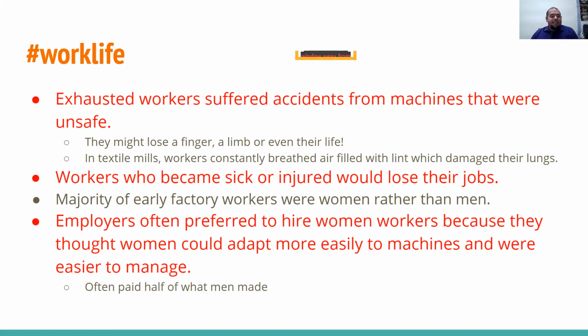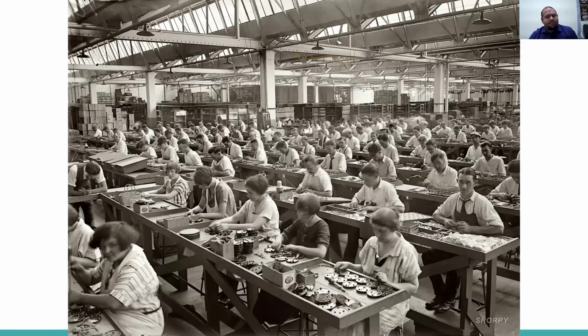And as we talked about yesterday, most of the early factory workers were women rather than men. Why? Because employers often preferred to hire women because they thought women could adapt more easily to machines. They wouldn't become so frustrated and break the machines. And they're easier to manage. Also, women's wages were a lot less than male wages, like half the price. Cheaper to pay a woman than to pay a man to do the same job. Equality much? I don't think so.